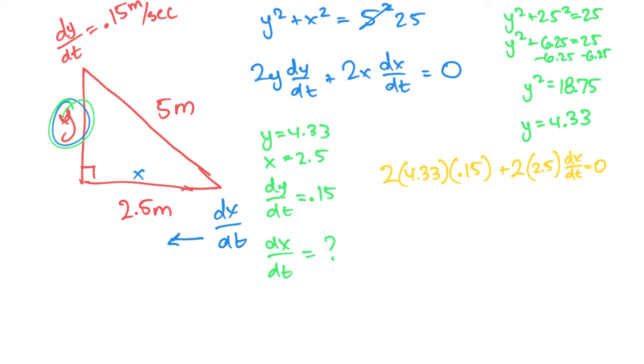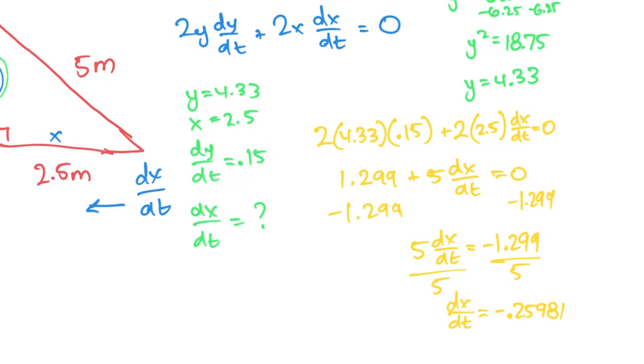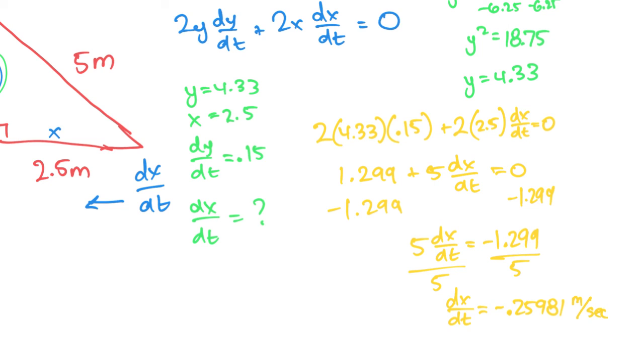So I'm just going to simplify all these pieces. So 2 times that 4.33 times 0.15 is 1.299, plus 5 dx/dt, which is still equal to 0. Subtract 1.299 to the other side, and I'm left with 5 dx/dt is equal to negative 1.299. Divided by 5, and you're left with dx/dt equal to negative 0.25981. And so for units, this has to be meters per second.